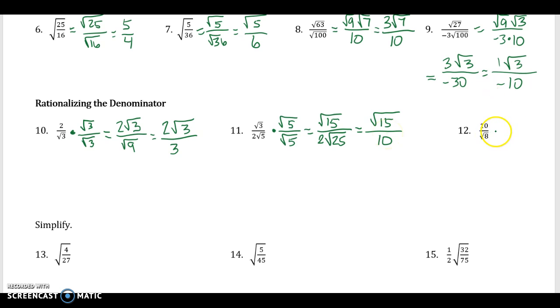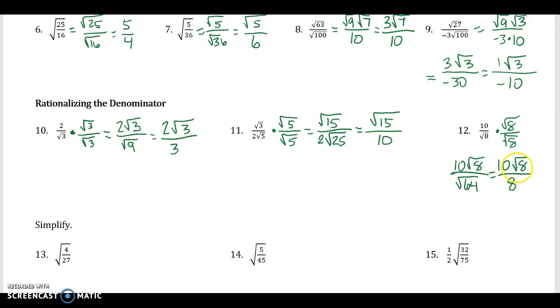Okay, one more time with this one. 10 on top, square root of 8 on bottom. We're going to rationalize the denominator. So we're going to multiply by the square root of 8 over the square root of 8. On top now we have 10 times the square root of 8. In the denominator, we now have the square root of 64. 8 times 8 is 64. Numerator, we have 10 times the square root of 8. Denominator, we have an 8.